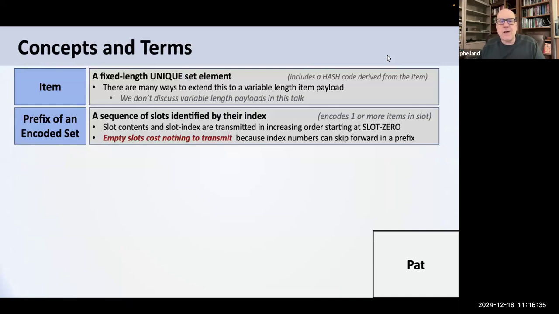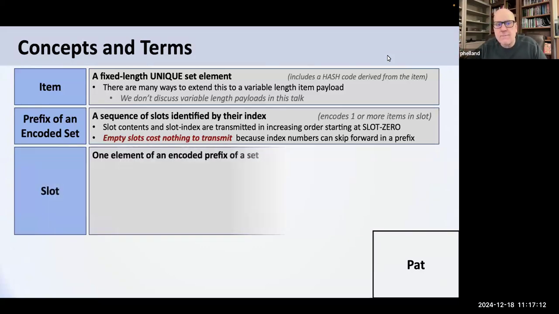Now, what is the prefix of an encoded set? You take a bunch of items and you're going to encode them, but that encoding is designed to go on infinitely, but you don't have to send all of it. You send the beginning of it. The less stuff you put in, the smaller the beginning; the more stuff, the bigger the beginning. It is a sequence of slots identified by their index, and each slot encodes 0 or more items. The slot contents and the slot index are transmitted in increasing order starting at slot 0. Empty slots cost nothing to transmit because each of them has an index number. You can skip over the indexes.